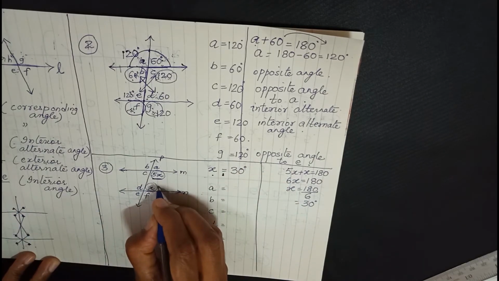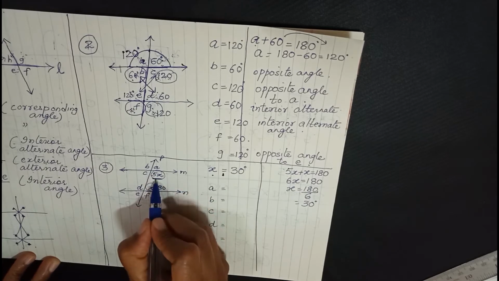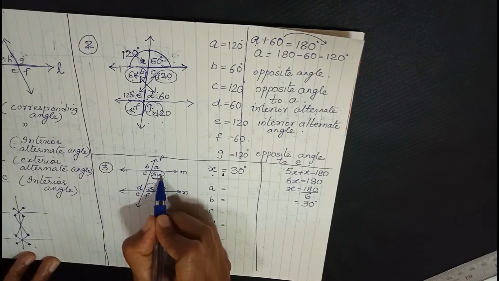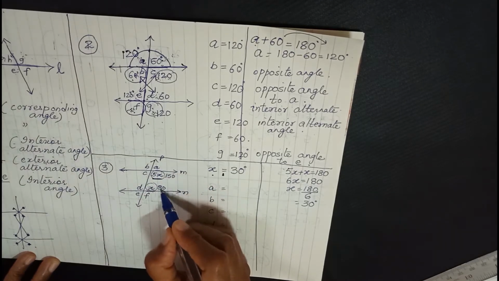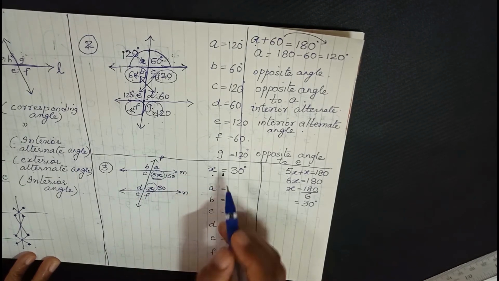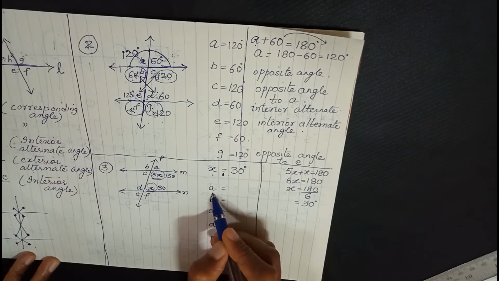So if this is x, so this is 30, then how much will this angle be? 5 into 30, that is 150. So you can see 150 plus 30 is 180. Now I got x. Now let us find out a.